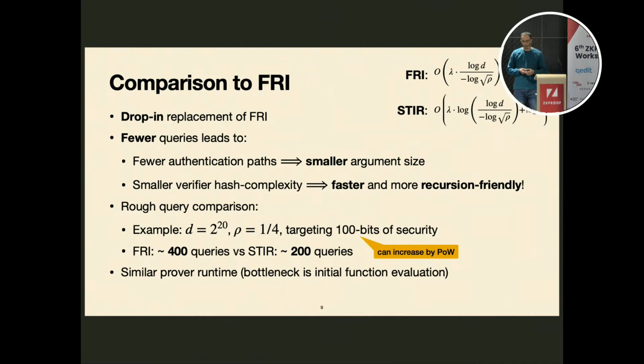And the prover in both cases would have a very similar runtime. So we're going to see the runtimes. Steer is ever so slightly slower than Phi, but really the main bottleneck in these systems is the initial evaluation of the function that we want to test. Okay, this is the bottleneck, and this is not changed between Steer and Phi. So this is the same for both.